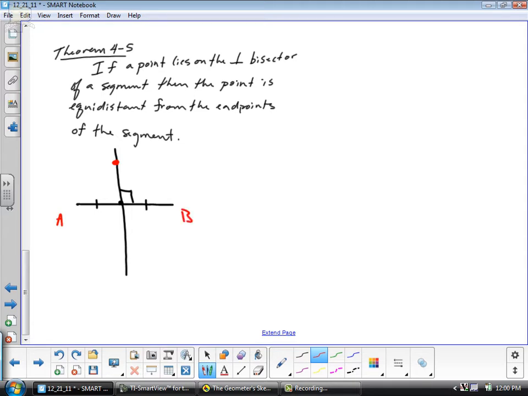Now, to talk about that point being equidistant from the endpoints A and B, what we are really meaning is that this segment is equal to that segment. That's what we want to prove. I don't want that in my diagram right now, though. That's what we're going to prove. Our given information is now marked on the diagram, basically. We have this perpendicular bisector to segment AB.